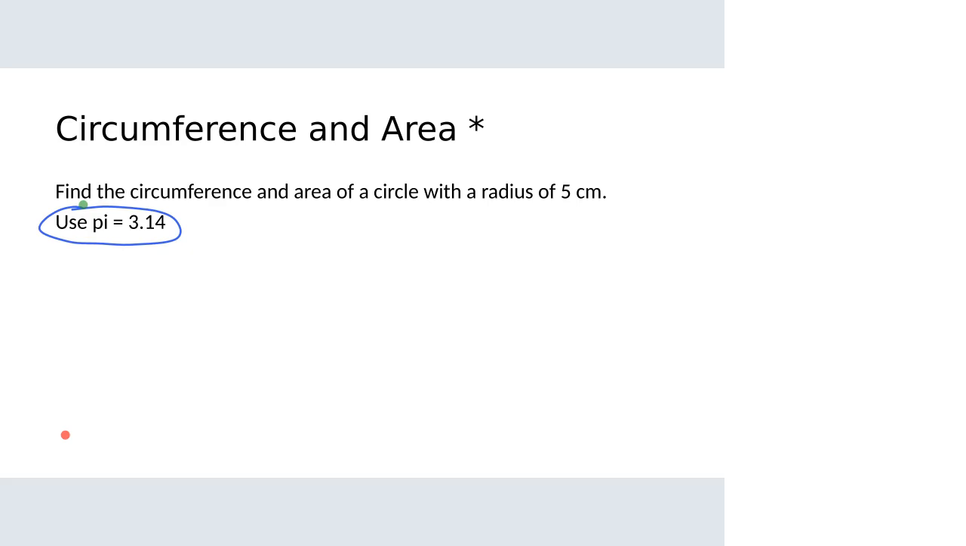So circumference is first, area is second. We're looking for the circumference and area of a circle with a radius of 5 centimeters. You can see all my answers have been rounded to the nearest tenth. It didn't say that in the question, but since all the answers are set up that way, that's how we'll do this one.